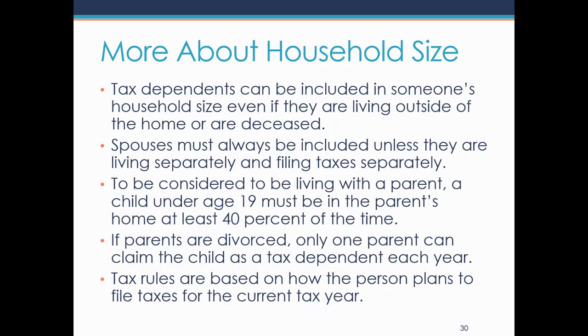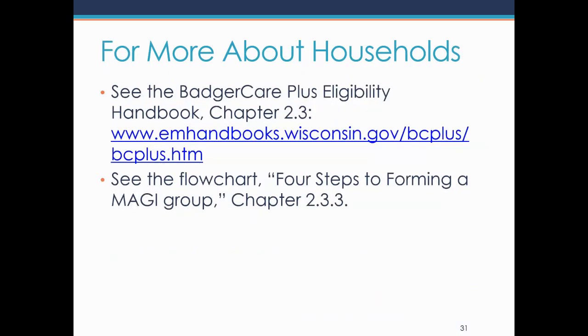If parents are divorced, only one parent can claim the child as a tax dependent each year. And tax rules are based on how the person plans to file taxes for the current tax year. More information about households can be found in the BadgerCare Plus Eligibility Handbook, Chapter 2.3, and the link to that handbook is shown on this slide. The flowchart we provided as a handout today could also be found in the handbook in Chapter 2.3.3.